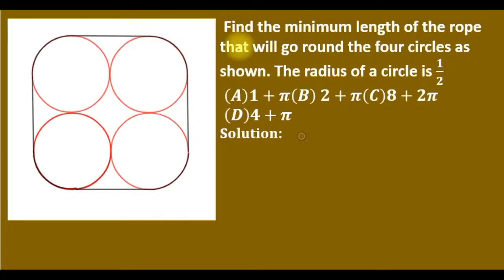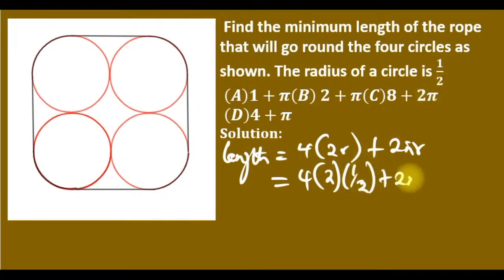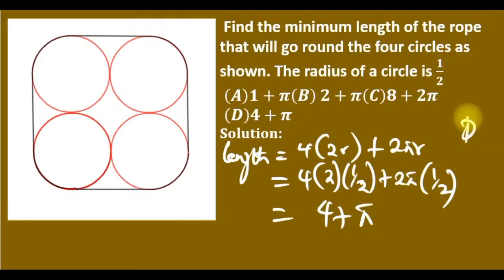Find the minimum length of the rope that will go around the 4 circles as shown. The radius of a circle is half. The answer is, I have 1, 2, 3, 4, so 4 times 2r plus 2 pi r. With r being half, that is 4 times 2 times half plus 2 pi times half. So our answer is 4 plus pi. So that's option D.